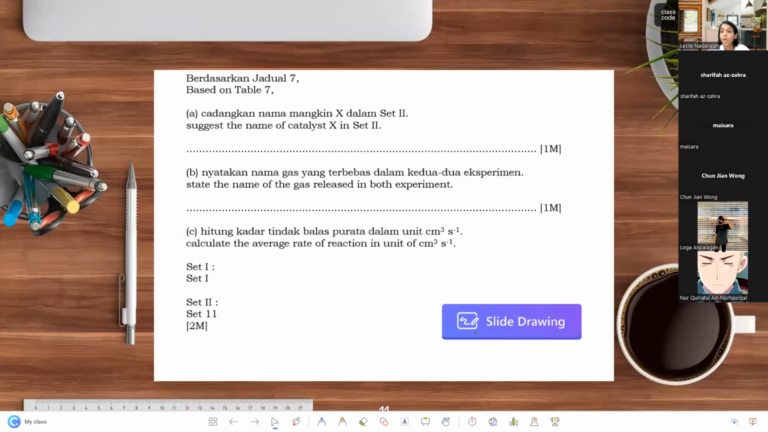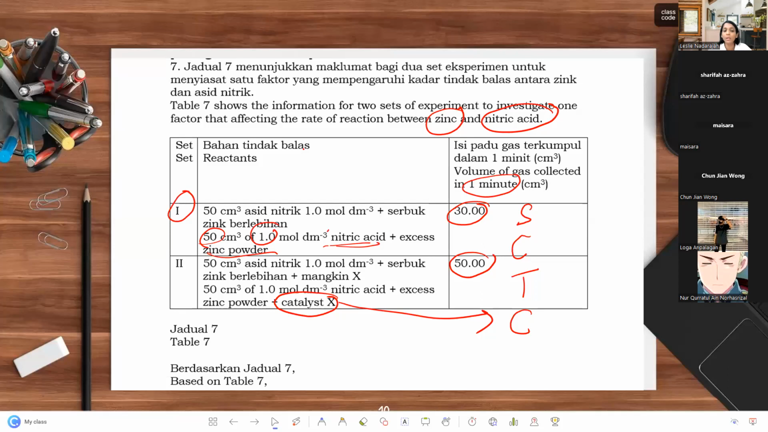Copper sulfate. Wrong. It's correct, but wrong. The naming is wrong. You are correct, but it's incomplete. Okay, copper 2 sulfate. If you put copper sulfate in the exam, you are going to get it wrong. So today, teacher is really going to correct you. Now, what is the name of the gas released in both experiments?